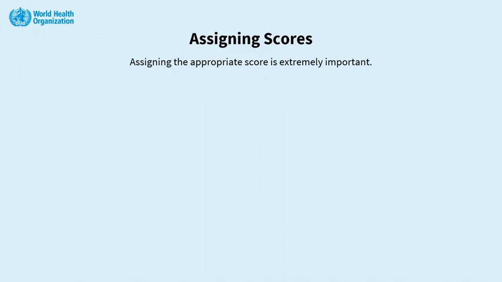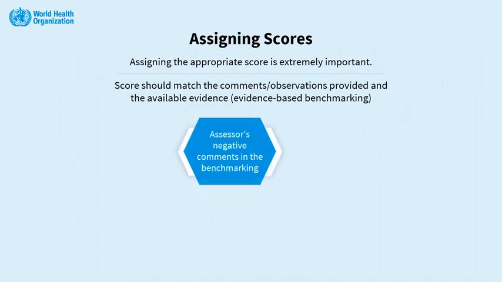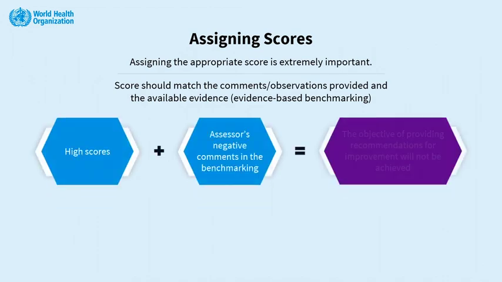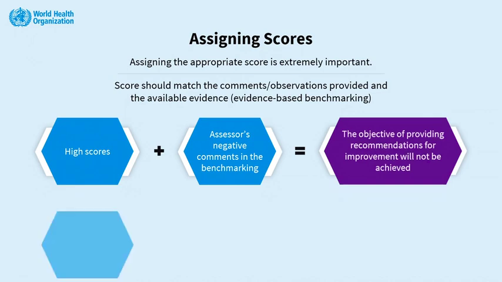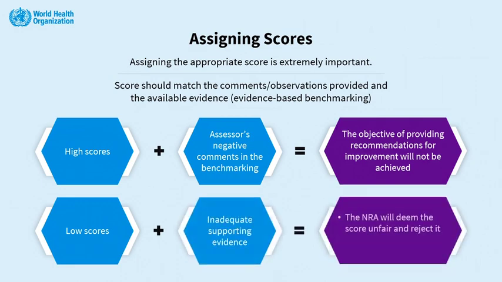Assigning the appropriate score is extremely important. Scores should always be aligned and coherent with the comments, observations and evidence available, as well as the rating scale provided in the CGBT. Despite negative comments and observations, high scores will not achieve the objective of providing recommendations for improvement. Conversely, low scores without proper justifications can be seen as unfair, leading to potential conflicts and non-acceptance by the NRA.